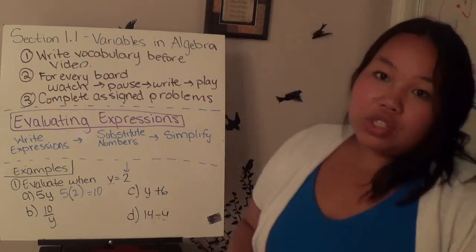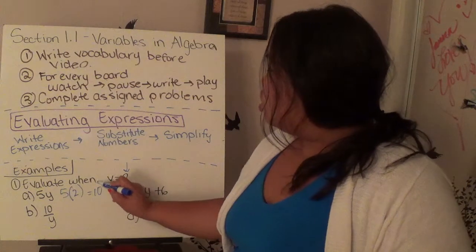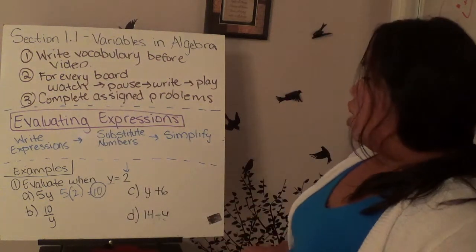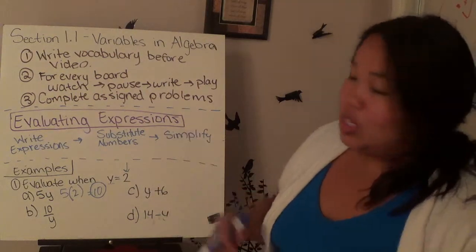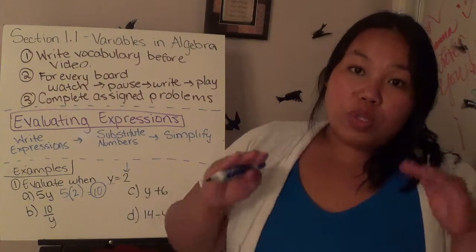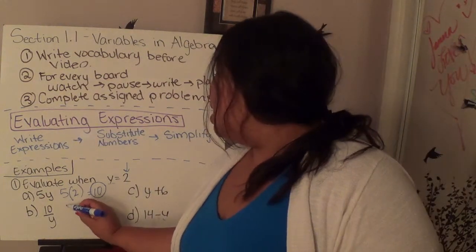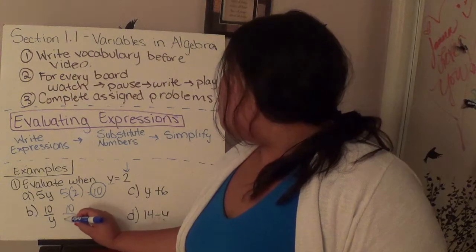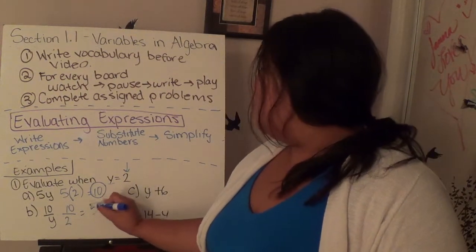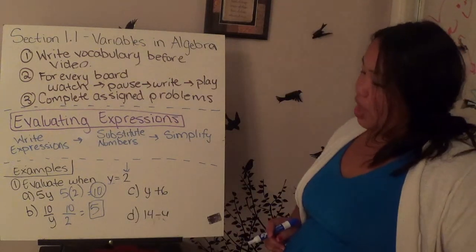With my answers and everything that you do on the assignments, make sure to circle your answers or box them, whichever one. Sometimes I circle, sometimes I box. It's your choice, but that shows me that you're done with the work. Always, always, always show your work. The next one is 10 over y. So I'm going to have 10 over my value 2, and 10 divided by 2 is 5. That is my answer for that one.